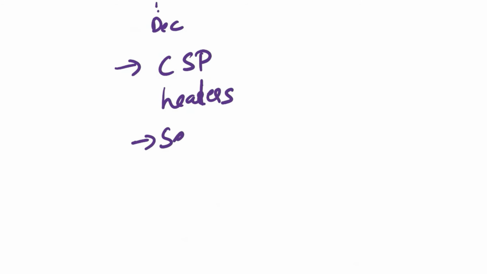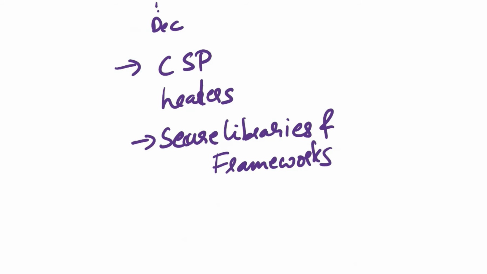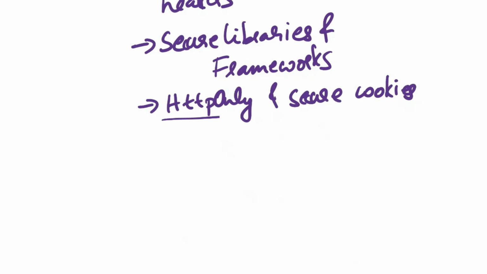Next one, use of secure libraries and frameworks. Make sure that these have inbuilt protection against XSS. Modern frameworks often provide automatic escaping of user generated content. Next is HTTP only and secure cookies. Set the HTTP only and secure flags for cookies to prevent them from being accessed via JavaScript and to ensure that they are only transmitted over secure HTTPS connections. Next one is content security policy report only. Use CSP report-only to enable reporting of policy violations without enforcing the policy. This helps you identify and address potential security issues.